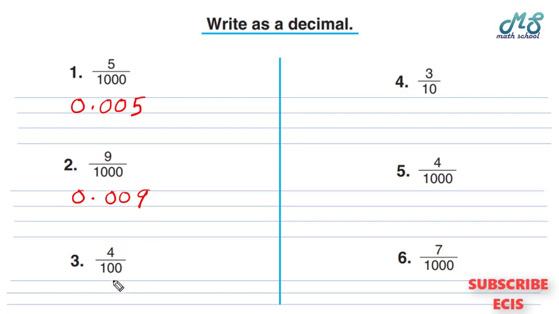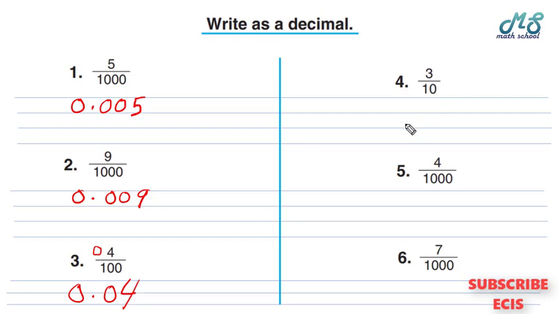Number 3, 4 over 100. So you have to insert the decimal point after 2 digits from the right. We have just 1 digit. You can imagine that we insert 0 up like this. So we get 0.04. It means 4 hundredths, with THS.